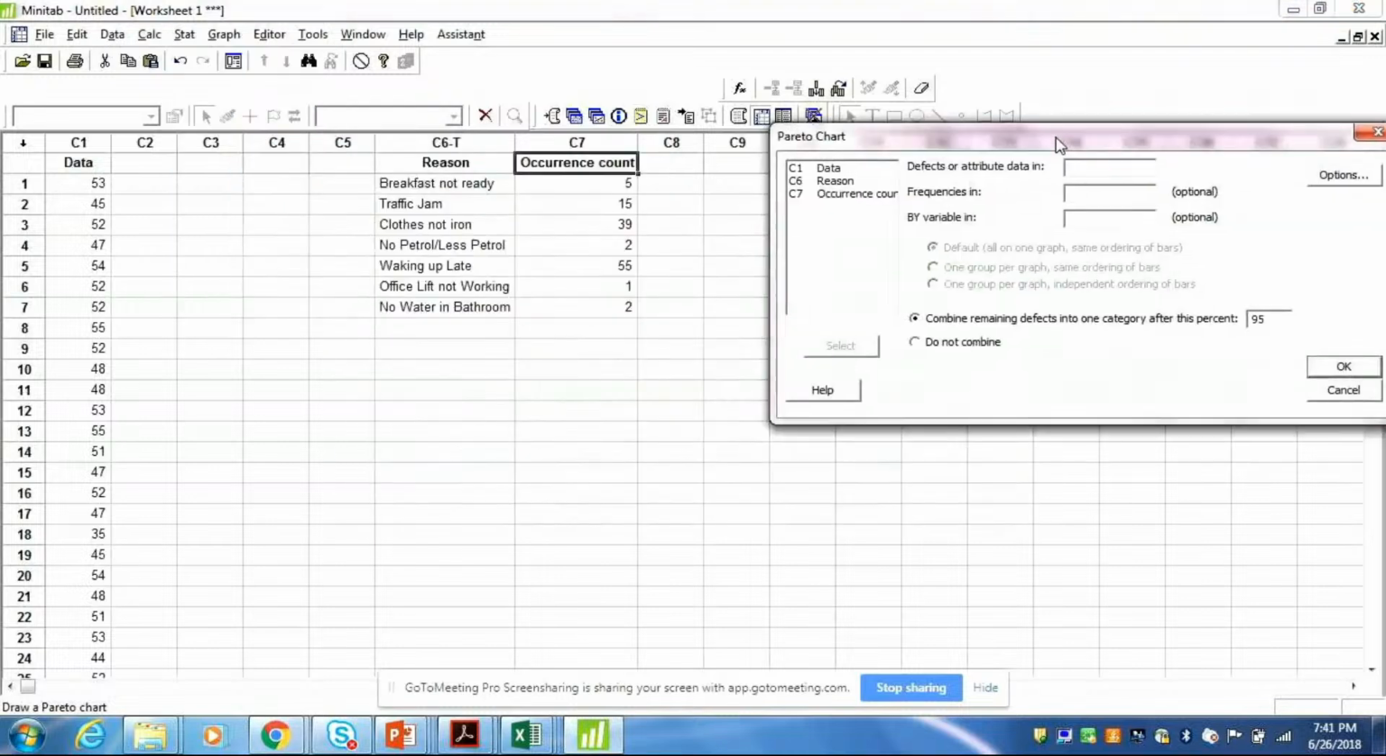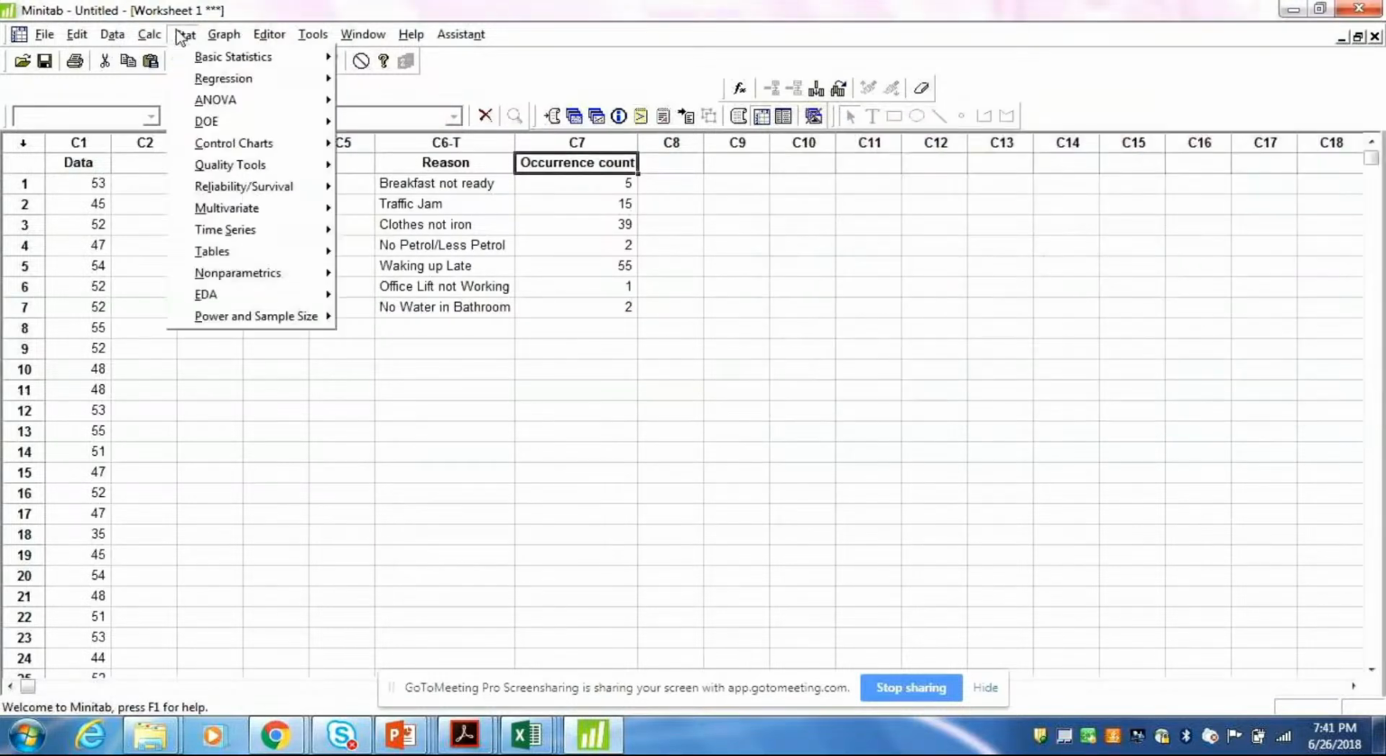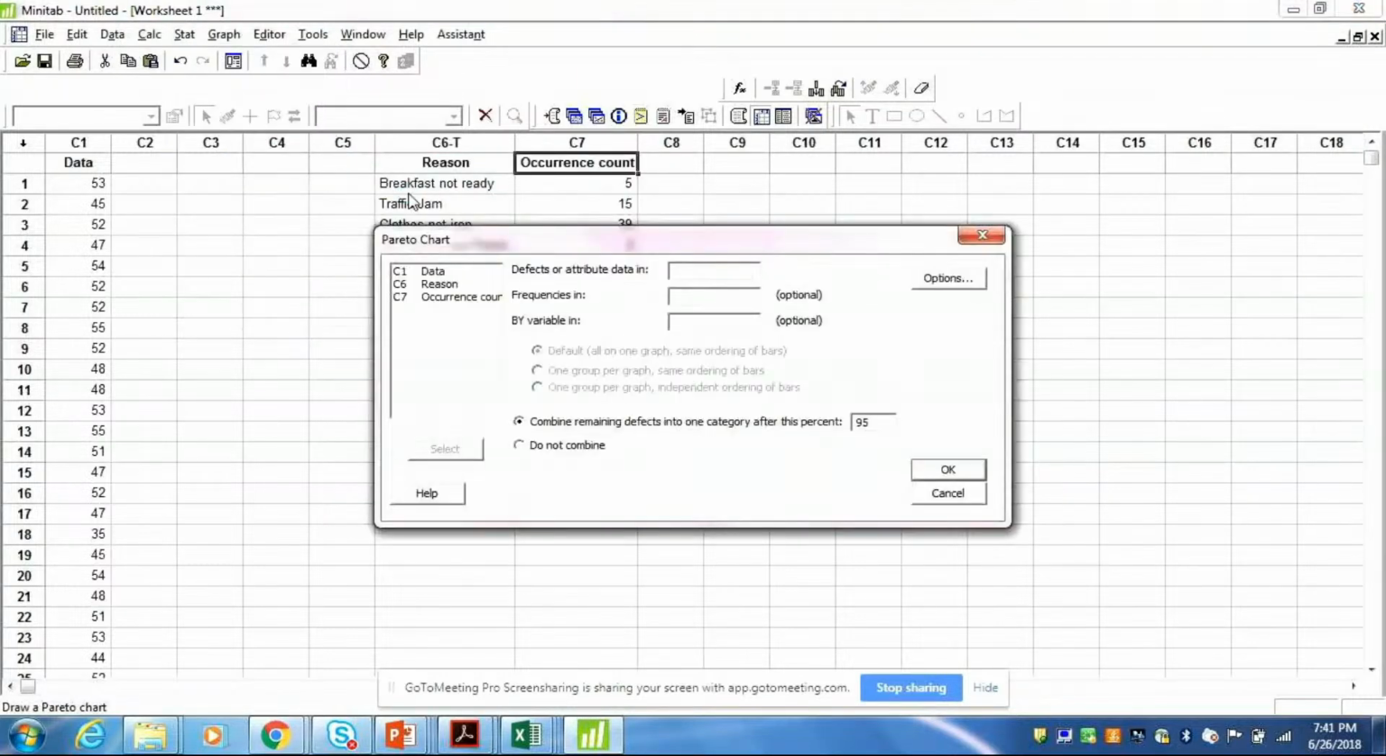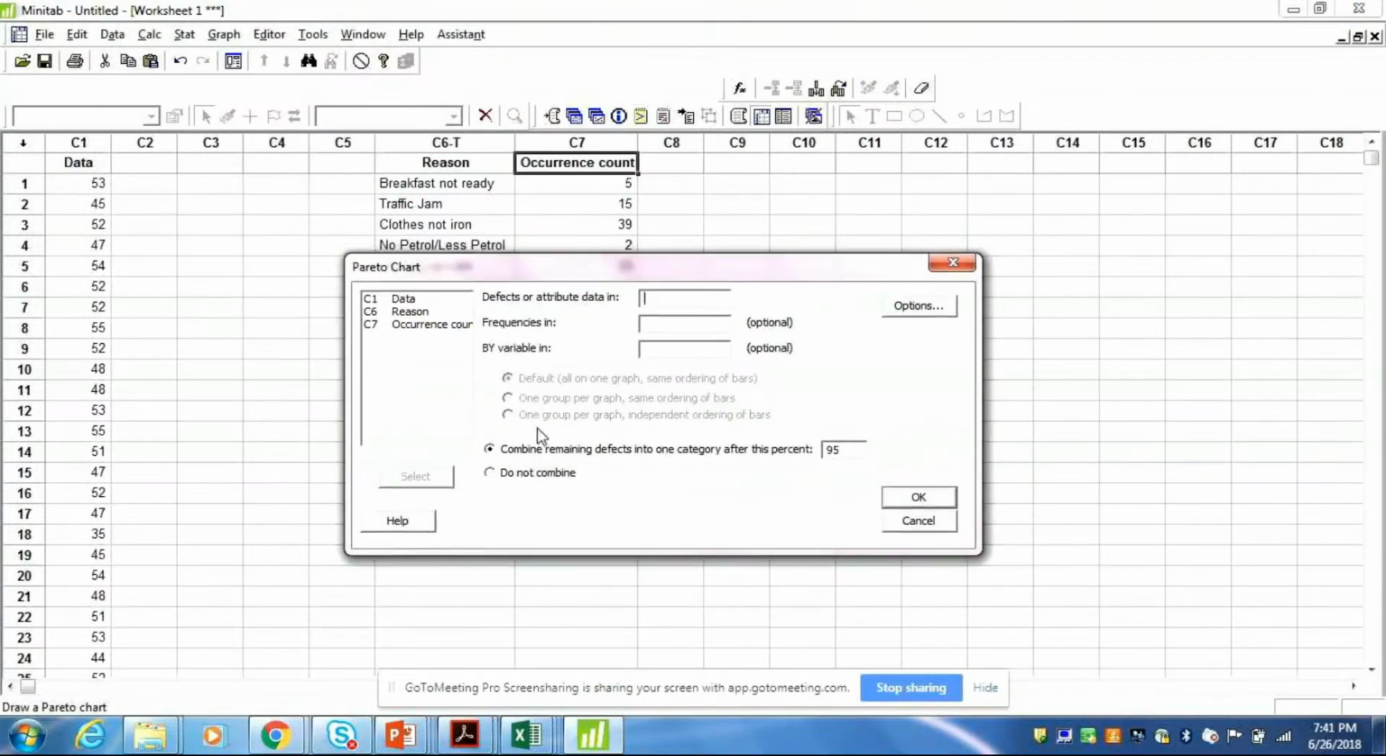Yep. So you go to Quality Tools and Pareto Chart. Okay, I got it. So do you have a pop-up window like this? Defects or attribute data in? The defects or attribute data that we have is in reason. Then the frequencies that we have are in occurrence count. Okay, let's click on OK.